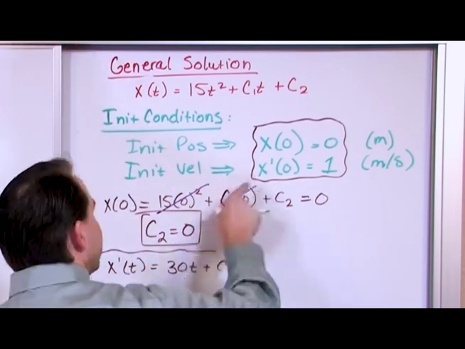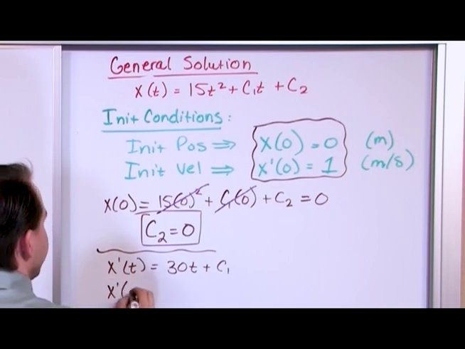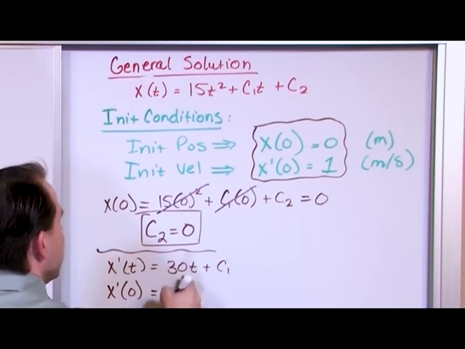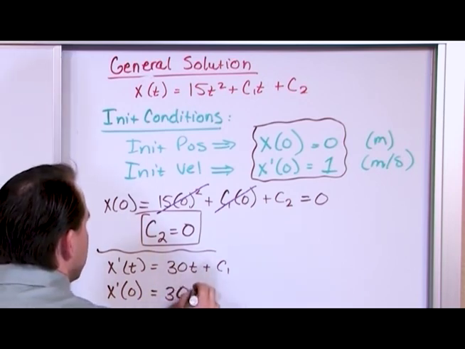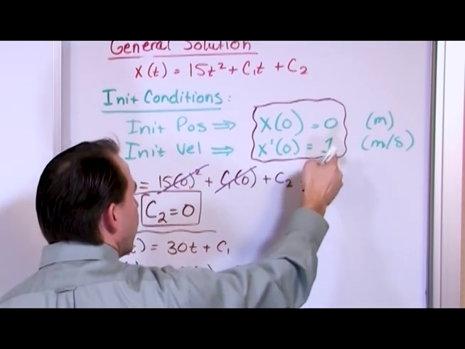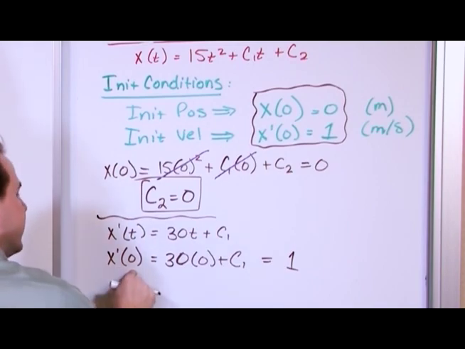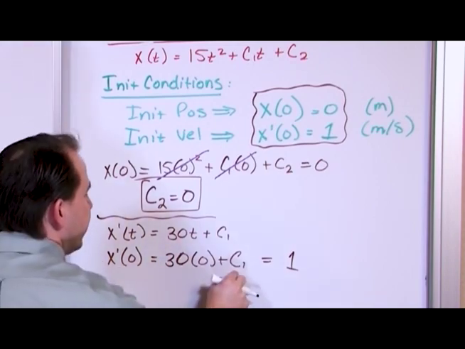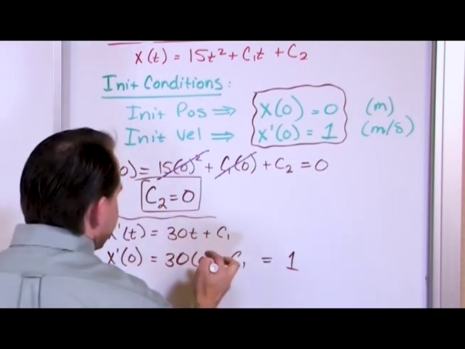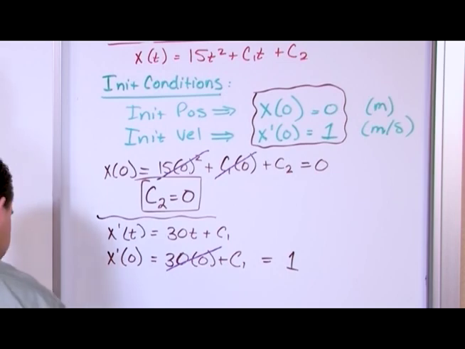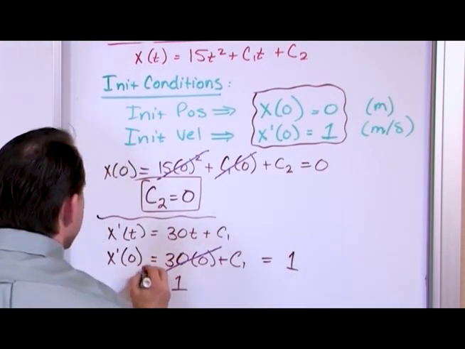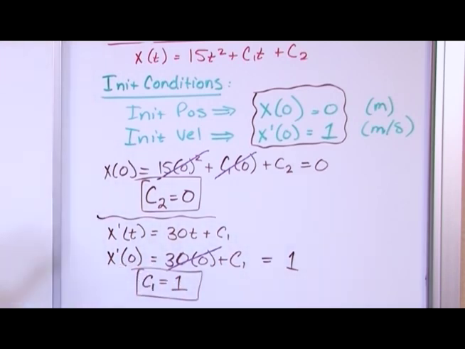So let's plug in our initial condition. X prime of 0, because time is equal to 0. So the velocity at time 0 is equal to 30 times 0 plus c1, and that's equal to 1. We just took the velocity from the other board, plugged in a value of 0, and set it equal to 1 because that's the initial velocity we said we had. Now we cancel through this, and so what this means is that c1, that little constant, is equal to 1. I'm going to box that because that's important. So look what we have here.